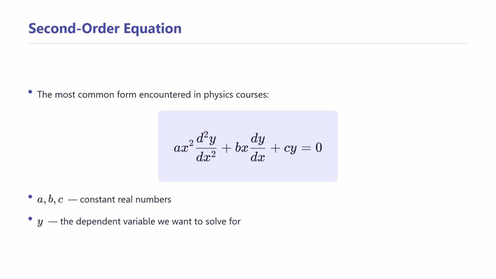Now that we understand the general form and our trial solution, let us look at the most common case you will face, the second-order Cauchy-Euler equation. Here, the highest derivative is the second derivative, multiplied by x squared. The constants a, b, and c define the specific physical system you are studying. If a, b, or c change, the behavior of the solution will shift dramatically, as we will soon see.